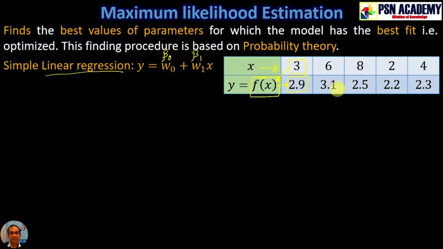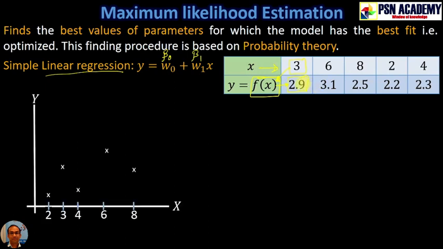Now the question is, what is that function? What is the definition of that function? So that function's definition we have to figure out, right? Now it will be such a function so that the error is minimum. Now let us plot this data set over here, and we have the 5 data points. This side is x and this side is y. And this is a line that represents the definition of the function f.